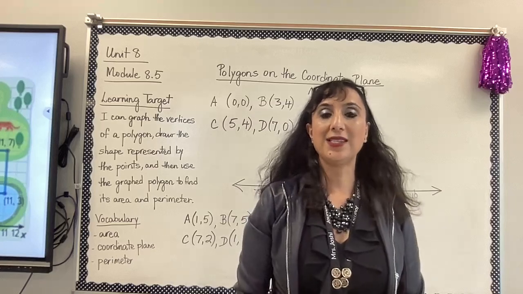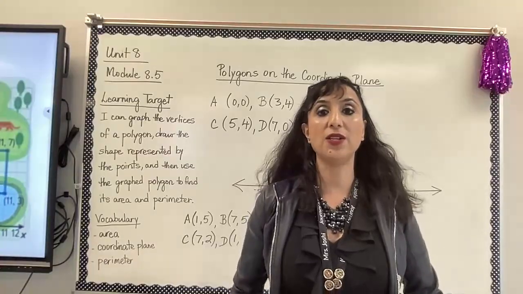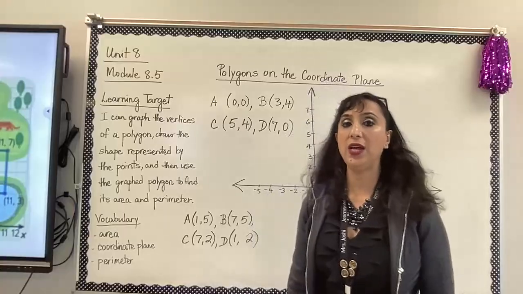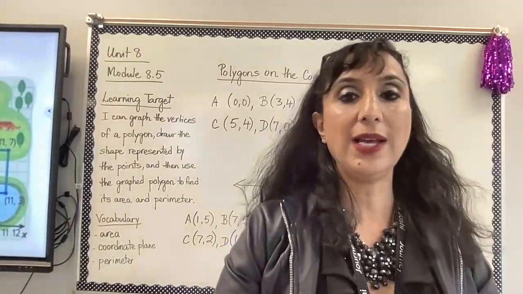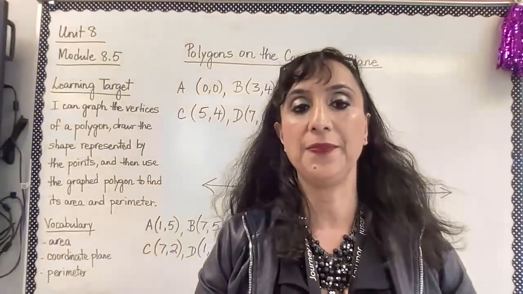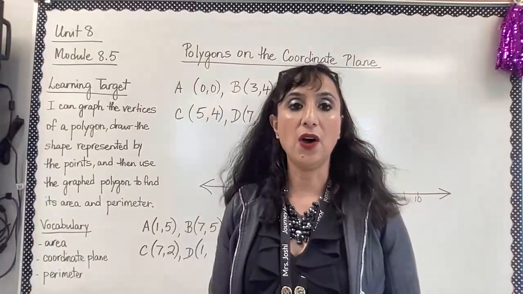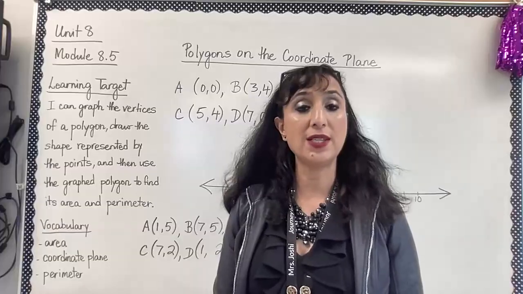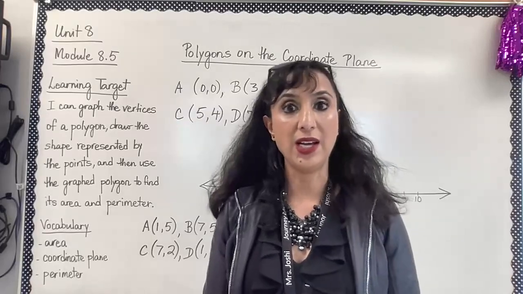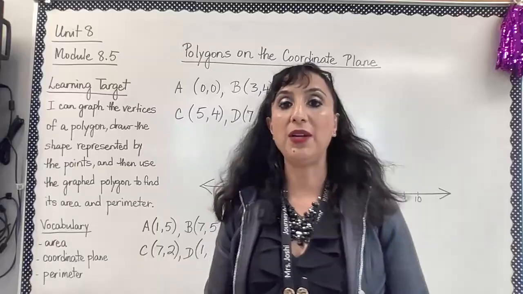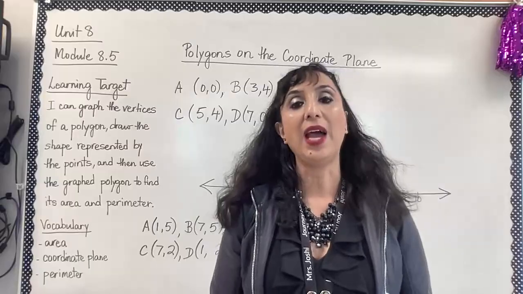So we are doing the last lesson, the last module in Unit 8, and this is Module 8.5, and we are going to be learning about polygons on the coordinate plane. So let's look at our learning target. I can graph the vertices of a polygon, draw the shape represented by the points, and then use the graphed polygon to find its area and perimeter. And the vocabulary we are going to talk about is area, the coordinate plane, and perimeter.